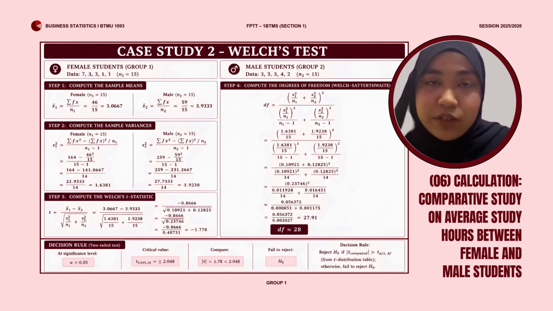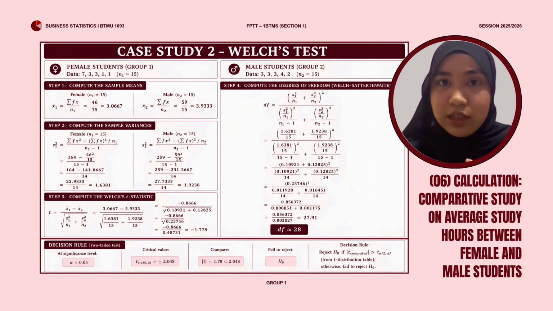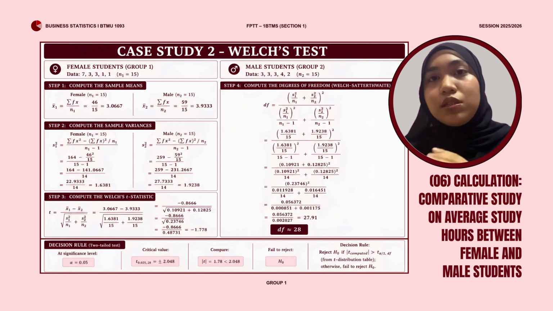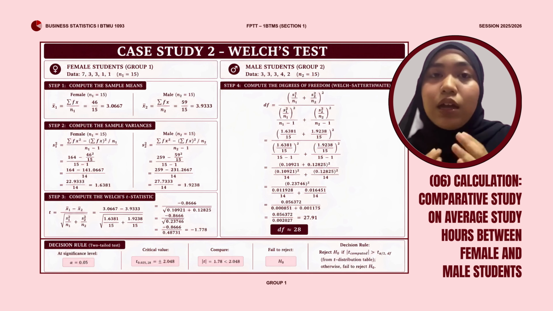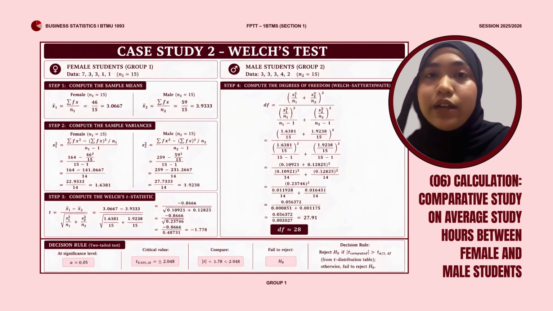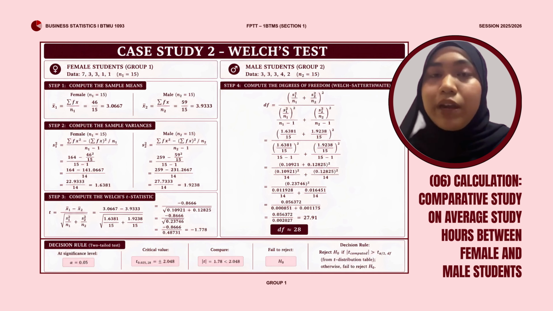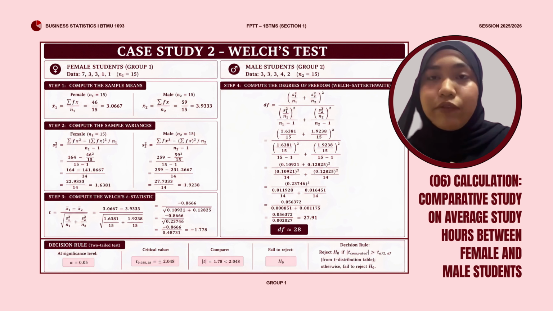Next, in step 3, we compute the Welch t statistic. We use the Welch t-test formula because the two groups may have unequal variances. After substituting all the values into the formula, the calculated t-value is negative 1.778. The negative sign only shows the direction of the difference, so we compare the absolute value, which is 1.78.